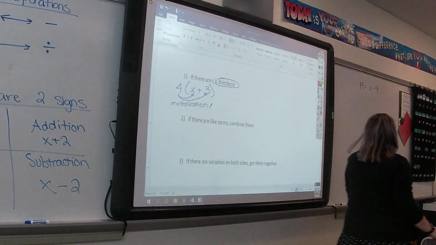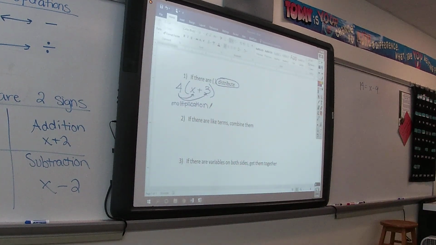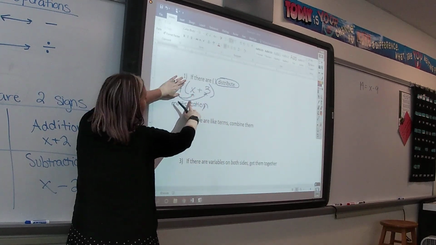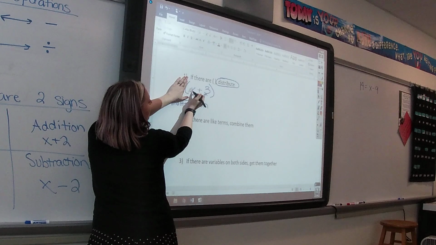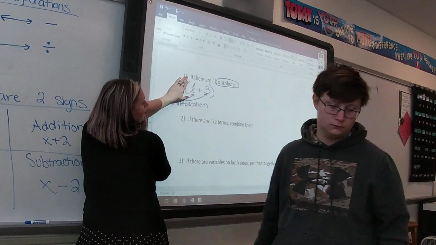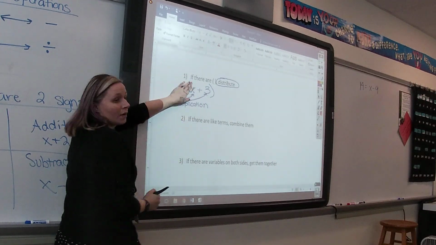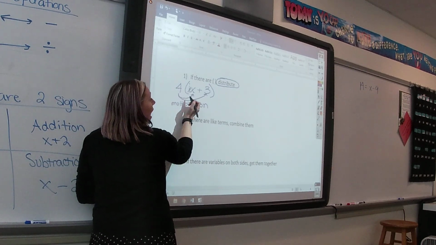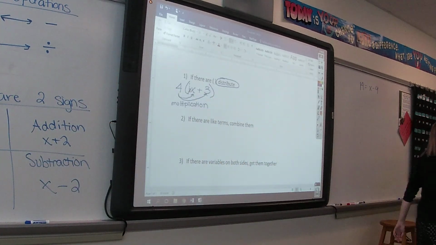So the first thing that we want to multiply is 4 times x. So if we don't see a number here in front of x, what number is there? 1. Okay, so we're going to multiply 4 times 1. That would be 4x.